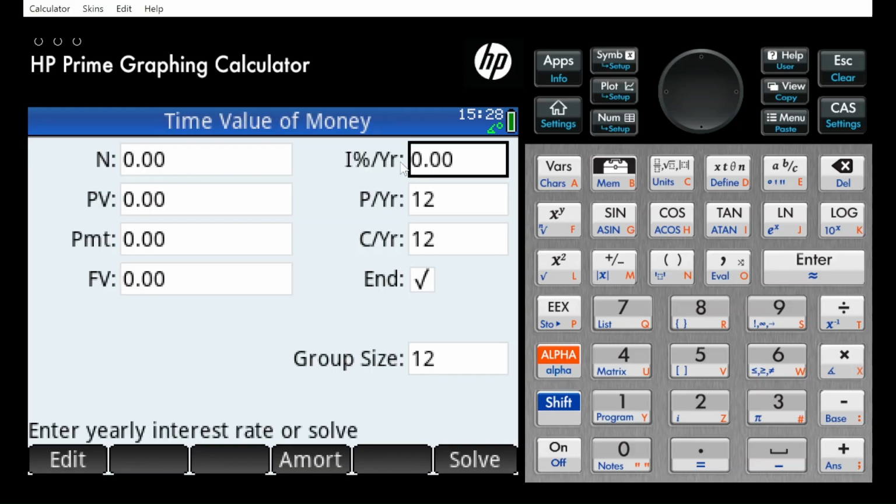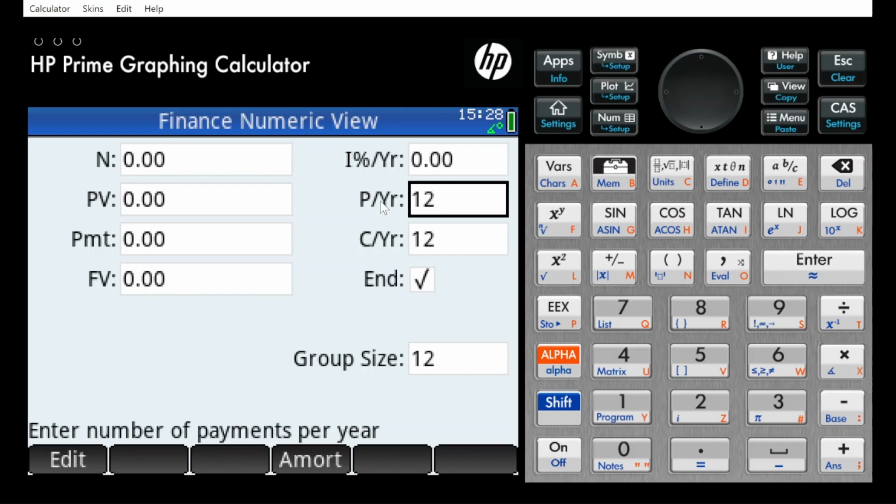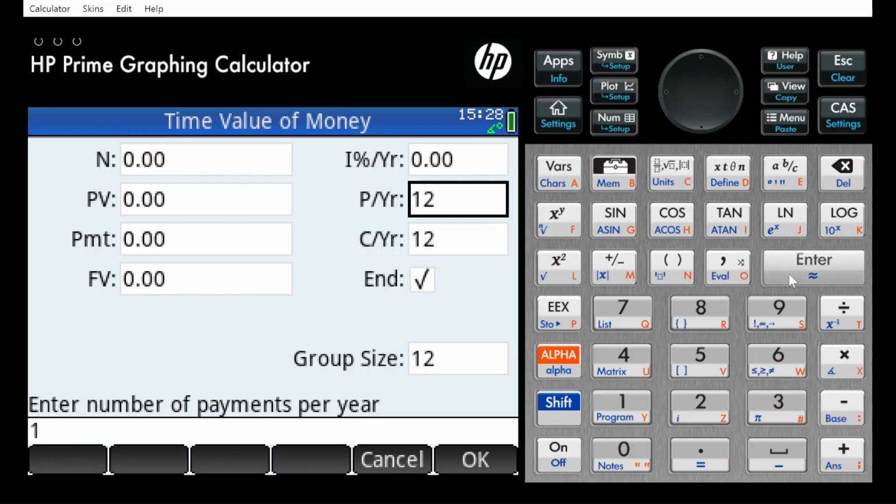This one is interest rate per year. You need to input this as percentage. Let's say if the interest rate is 5%, then input 5. If it is depreciation, like 3%, then input -3. For number of payments per year, you leave it at 1. Don't worry about this one.